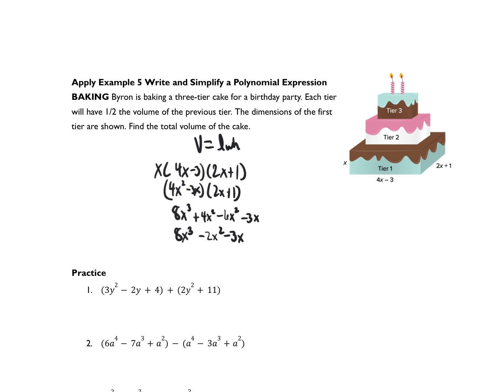Well, so that is, I'm going to label that tier 1. To find the volume of tier 2, it's going to be half of that. So tier 2 is 1/2 of 8x cubed minus 2x squared minus 3x. So half of 8x cubed is 4x cubed. Half of negative 2x squared is negative 1x squared. Half of negative 3x is negative 3 over 2x. So that gets me the volume of tier 2.